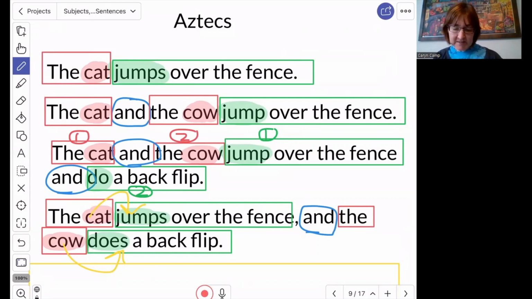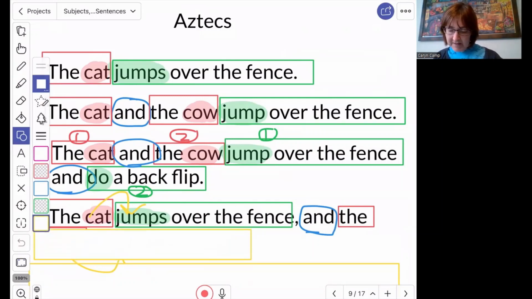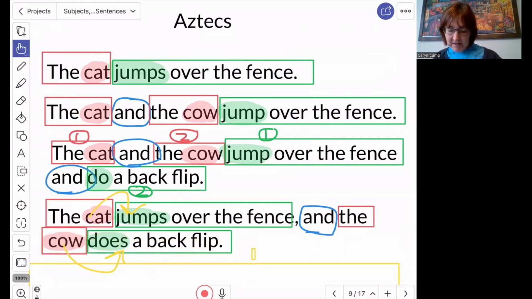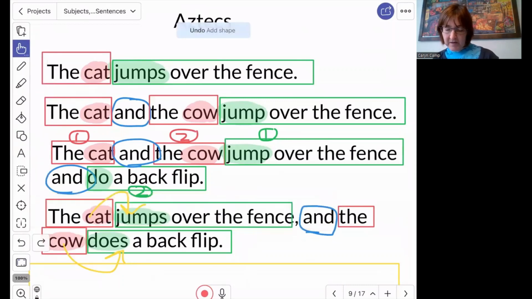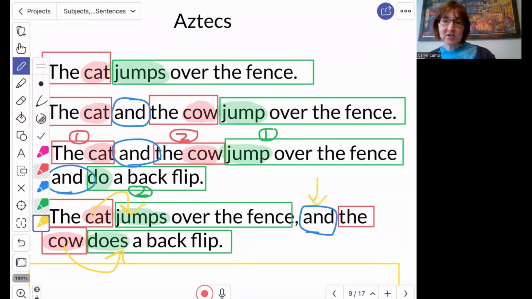There's two different things happening. Our first simple sentence was, the cat jumps over a fence. And our next simple sentence was, the cow does a backflip. So we had two, and we connected them with our FANBOYS conjunction and. We turned the first period into a comma, and we turned the capital letter of the next simple sentence into a lowercase t. The cat jumps over the fence, comma, and the cow does a backflip. This is a compound sentence.